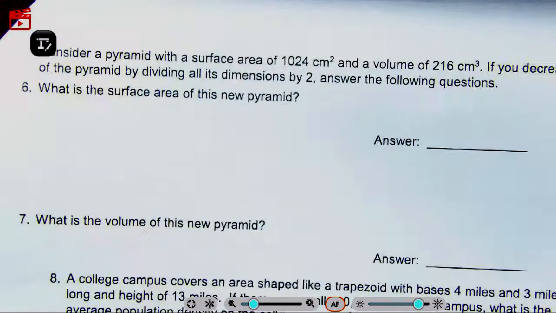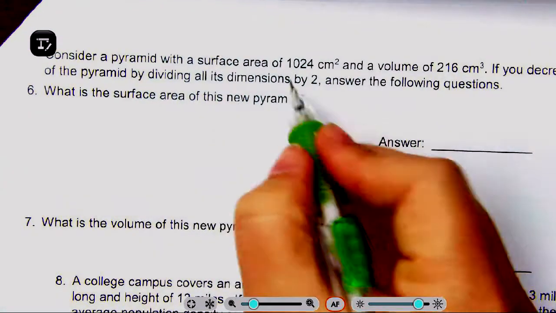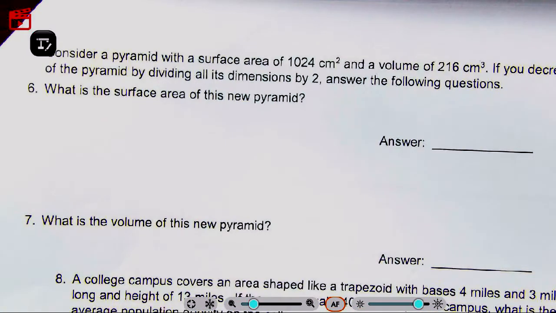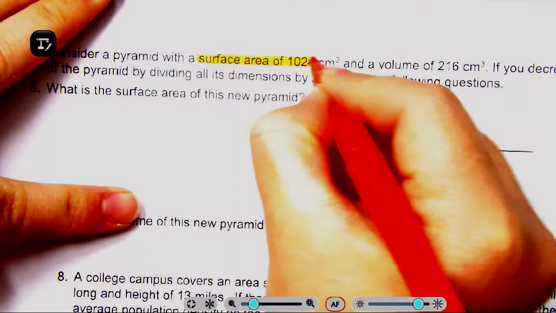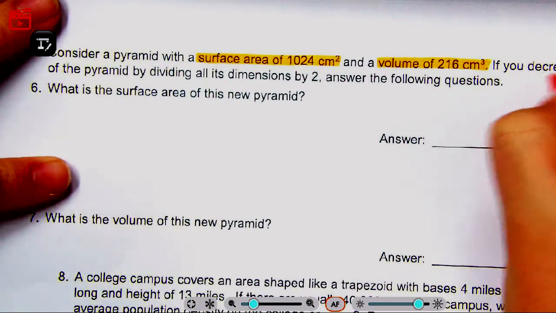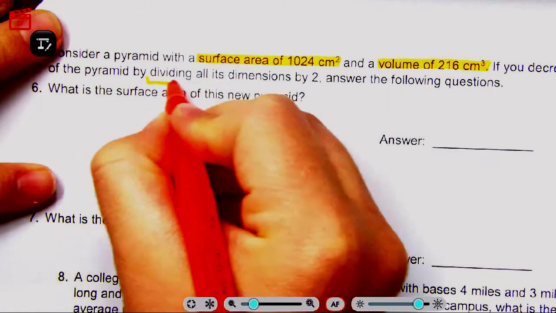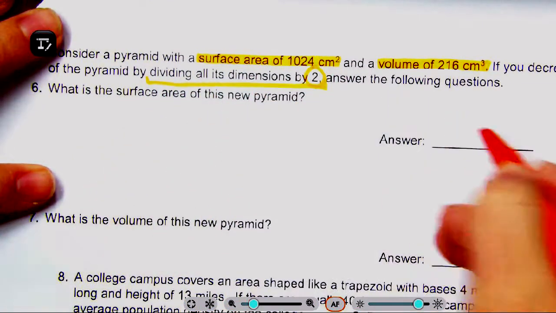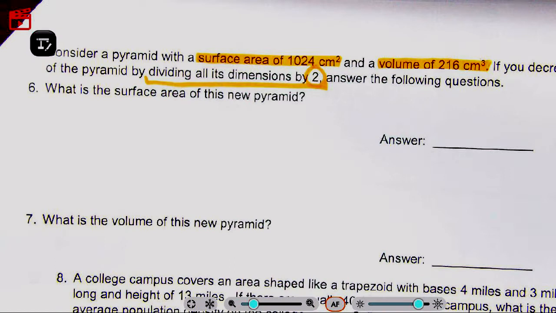All right, consider a pyramid with a surface area of this. Important information. Let me grab a highlighter. So we know the surface area is that, and we have a volume of this. If you decrease the size of the pyramid by dividing all dimensions by 2, answer the following questions. What is the surface area of this new pyramid?